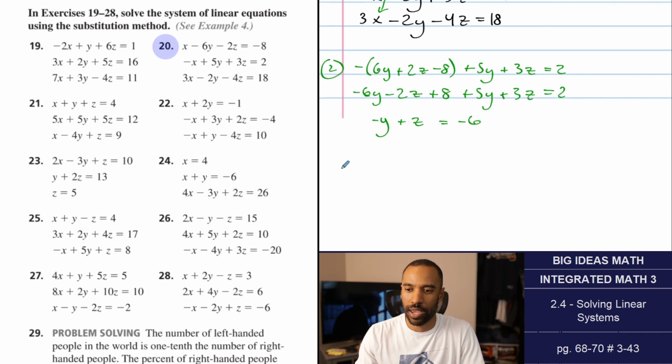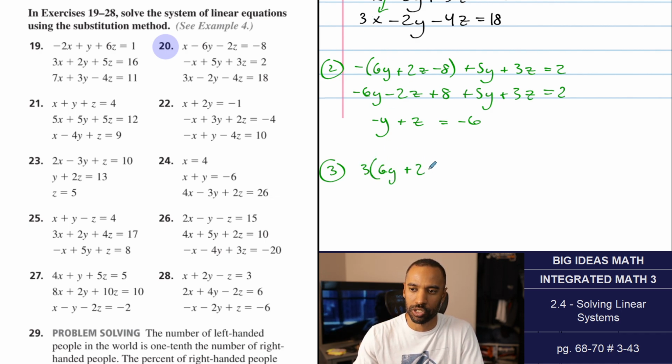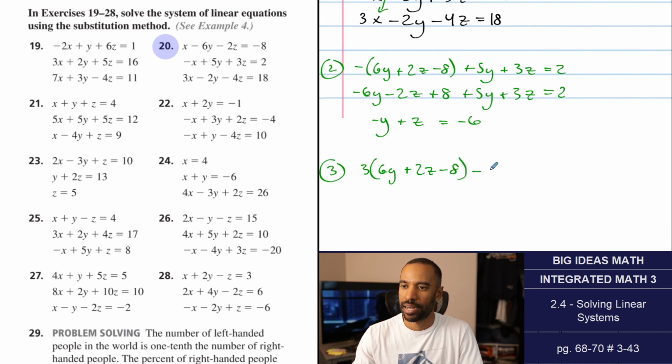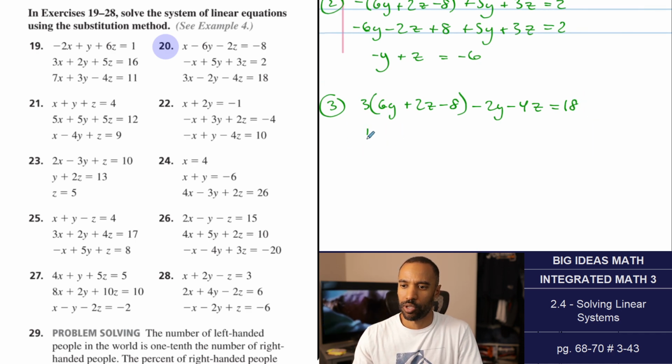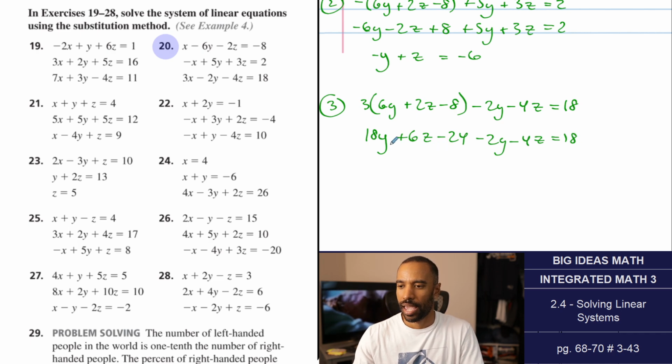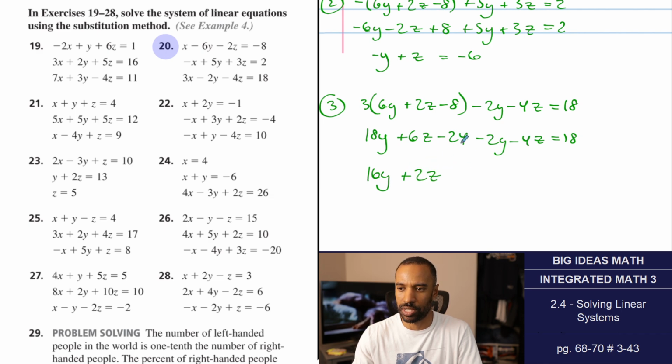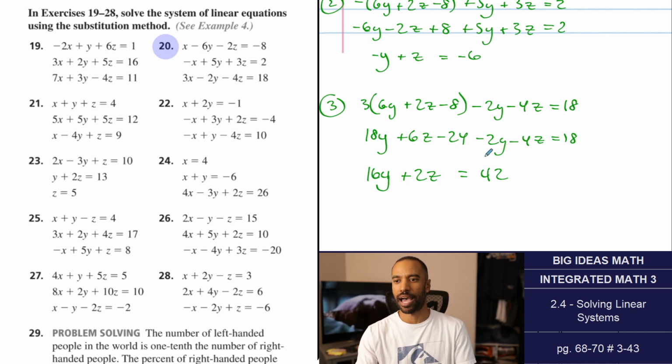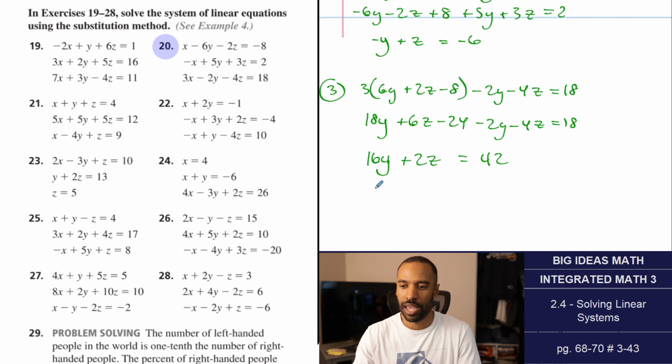Okay, so let's do equation 3 now, and let's substitute here. I got 3 times x, that's 6y plus 2z minus 8, minus 2y minus 4z equals 18. Distribute, you have 18y plus 6z minus 24 minus 2y minus 4z equals 18. And combine: 18y minus 2y is 16y, 6z minus 4z is 2z, add 24 to both sides, you get 42. All right, those numbers are relatively big. I can divide everything by 2 here, and I get 8y plus z equals 21.